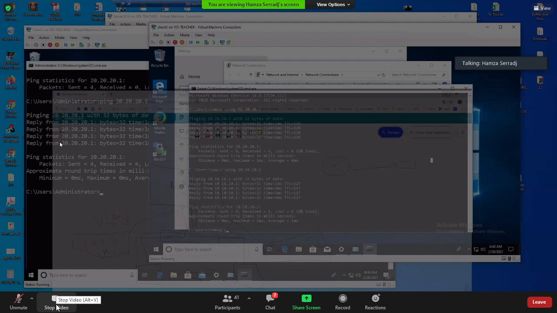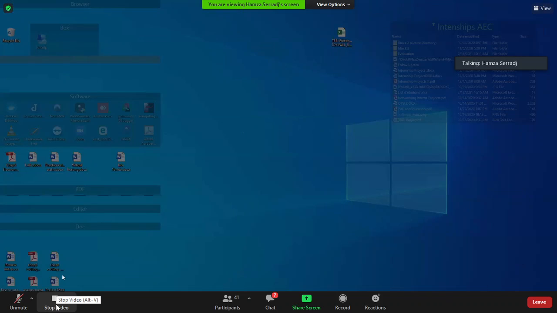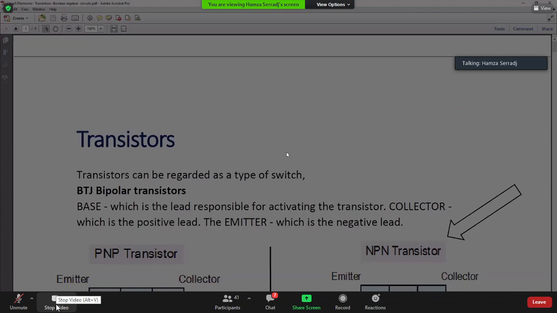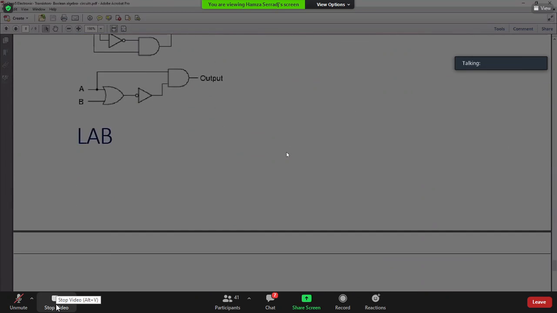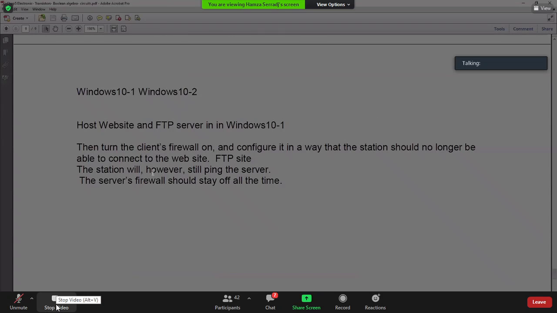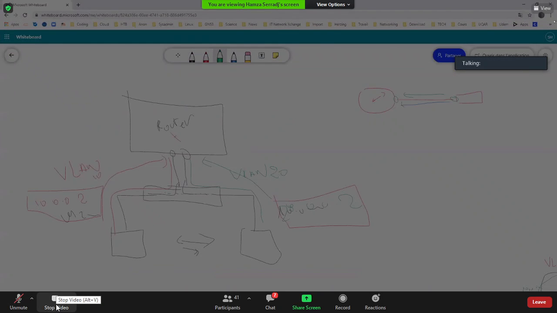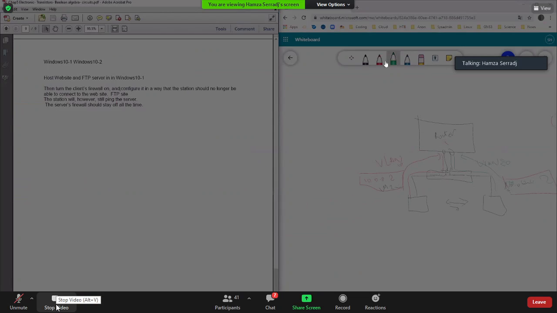Do you have any questions, guys? Okay, one asked for the lab of the last one, if I can help. Here you go. Where is it? Here. Host the website and FTP server in Windows 10 1. Or let's say having 2 Windows machines, right? Then turn the client firewall on and configure it in a way that the station should no longer be able to connect to the FTP site.